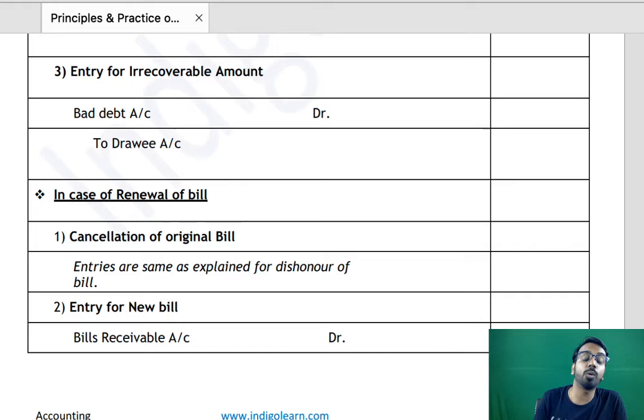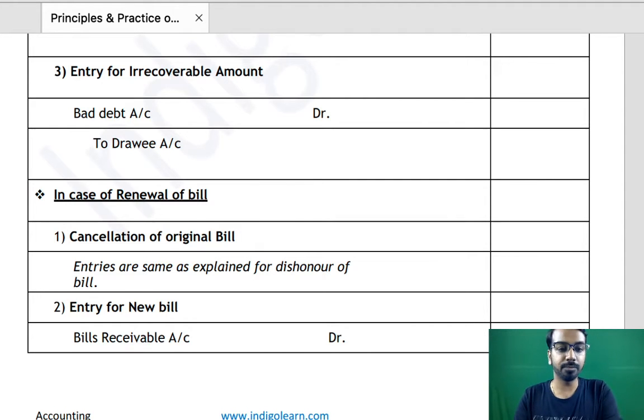Then when it comes to renewal of a bill, first, you have to cancel the original bill. Cancellation means basically reversing the original bill related entry or dishonor related entry when you cancel out an original bill. Then again you will follow the same set of steps to create a fresh bill.